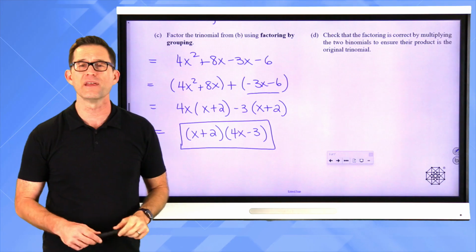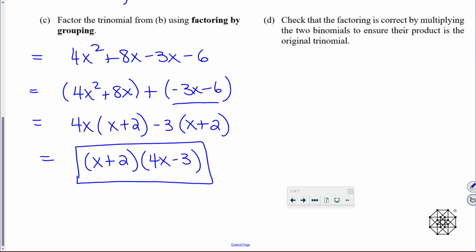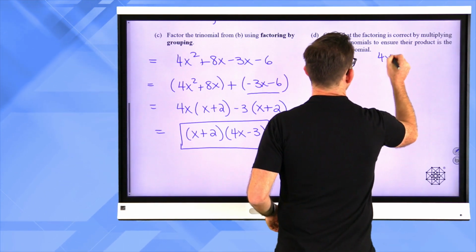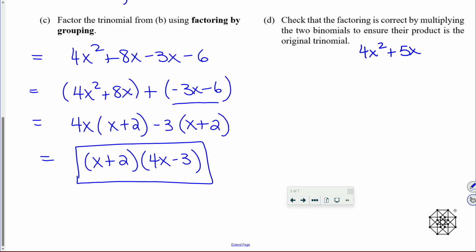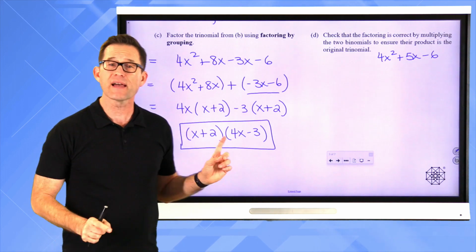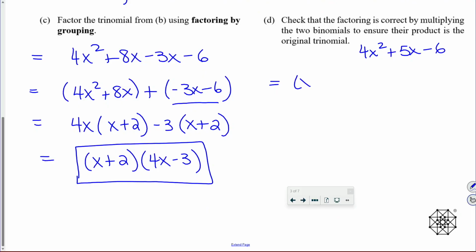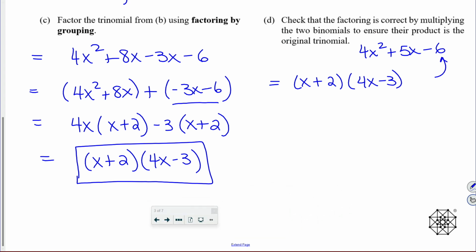Okay? Now, we want to feel confident that we actually have it correct. Let's take a look at letter D. Check that the factoring is correct by multiplying the two binomials to ensure their product is the original trinomial. So remember, the original trinomial was 4x squared plus 5x minus 6. Let's actually multiply these two together just to ensure that we've got it right. I just want to make sure that when I multiply these two things out, I in fact do get this. If not, then I've done it incorrectly.